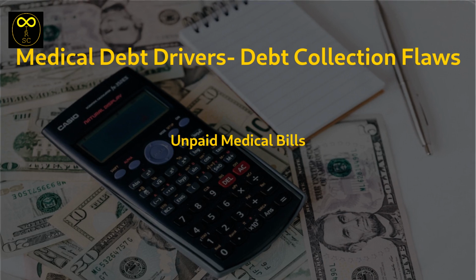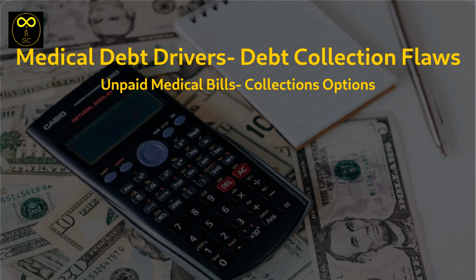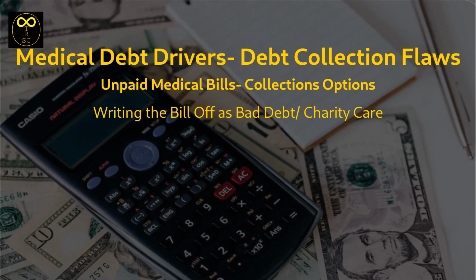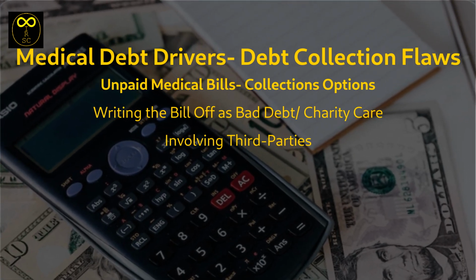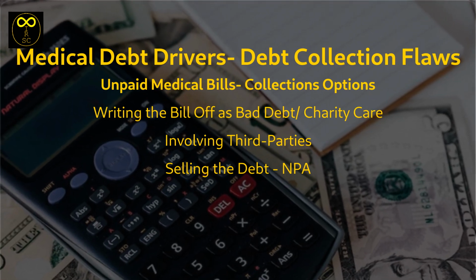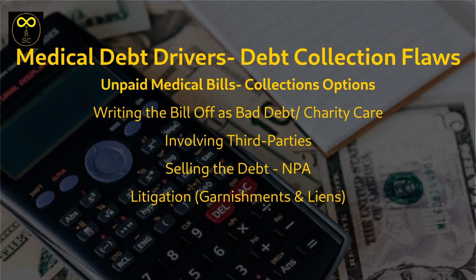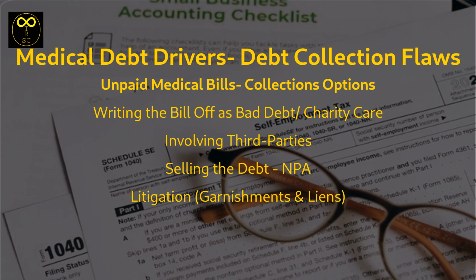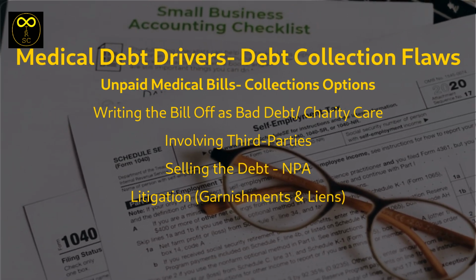Healthcare systems have an array of options in the event that a medical bill is unpaid. Some of the most popular options include writing the bill off as bad debt or provision of charity care, involving an external collection agency that collects the debt as fast as possible, selling the debt to an acquirer of non-performing assets, NPAs, at reduced costs, and exploring available legal options such as wage garnishments or property liens. The choice of settling unpaid medical debt is heavily dependent on an organization's tax exemption status.